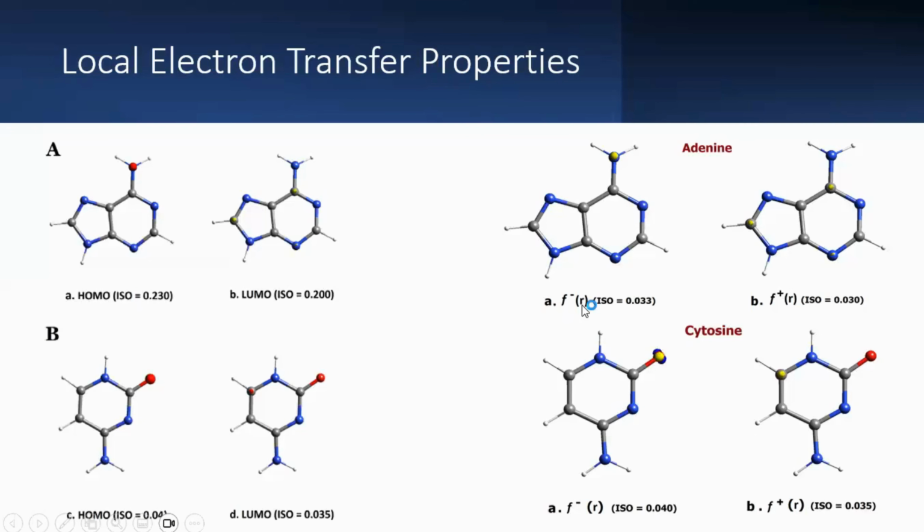Now here we can see the same for the cytosine also. Here again, HOMO is matching with the F minus, LUMO is matching with the F plus. That means if the adenine is present at the electrode surface, the nitrogen atoms of the adenine most probably donate the electron, and carbon atoms of the adenine most probably accept the electron.